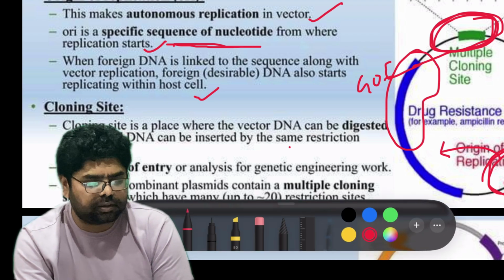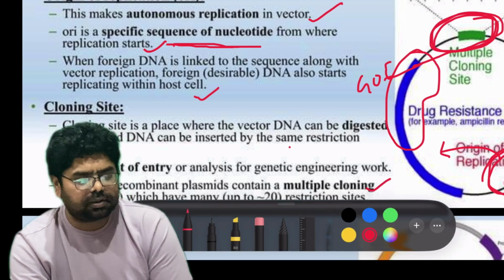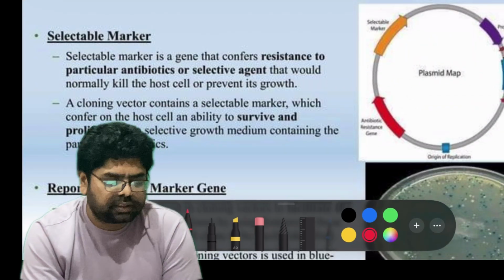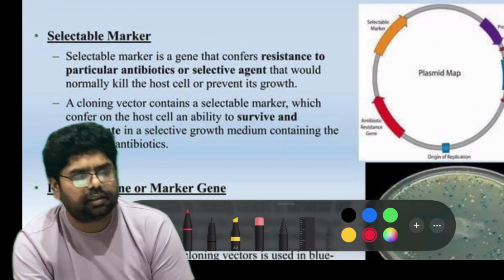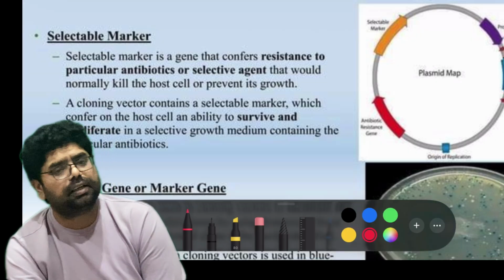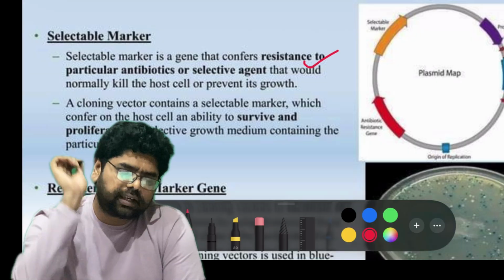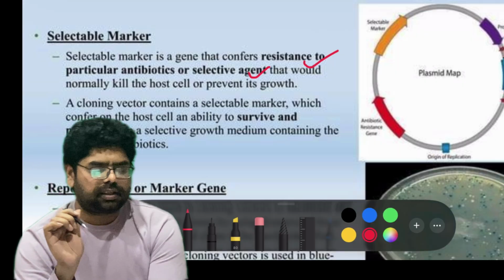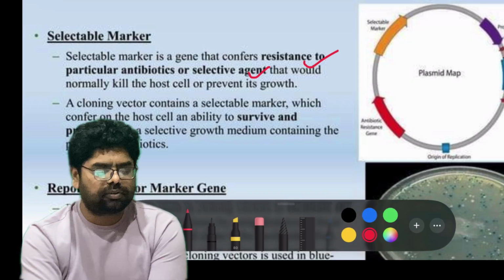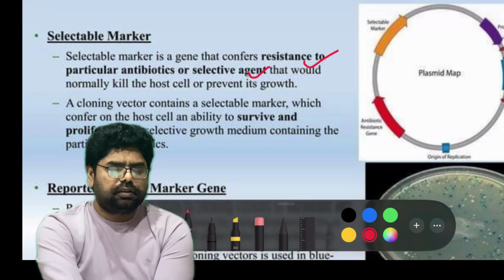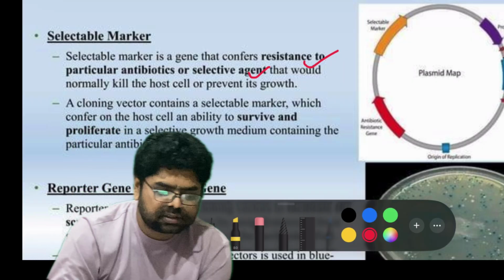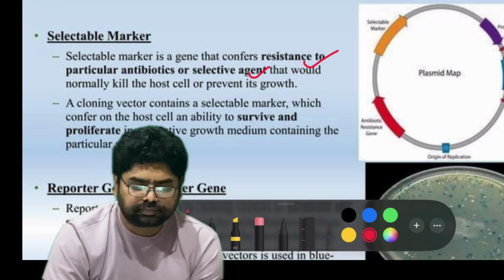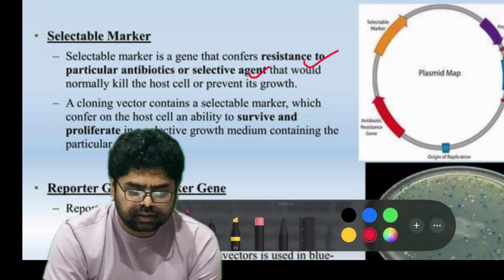Now you'll see the selectable marker. I have already discussed selectable marker, I think. A selectable marker is a gene that confers resistance to a particular antibiotic or selective agent. Why is a selectable marker used? Because we want to select a particular recombinant plasmid. That's why selectable markers are important. A cloning vector contains a selectable marker which confers on the host cell an ability to survive and proliferate in selectively growing medium. So let me explain it.